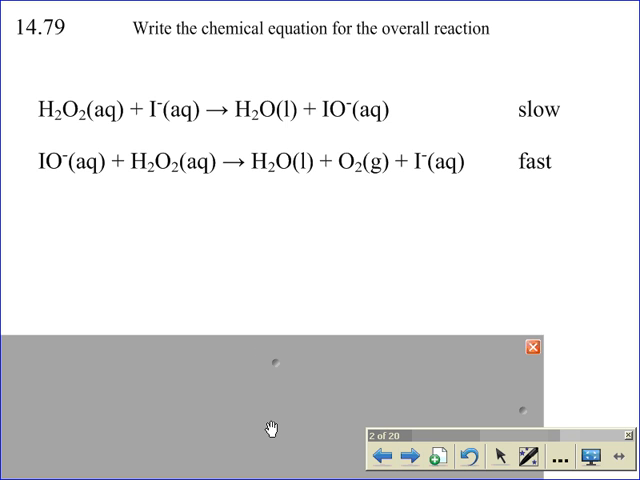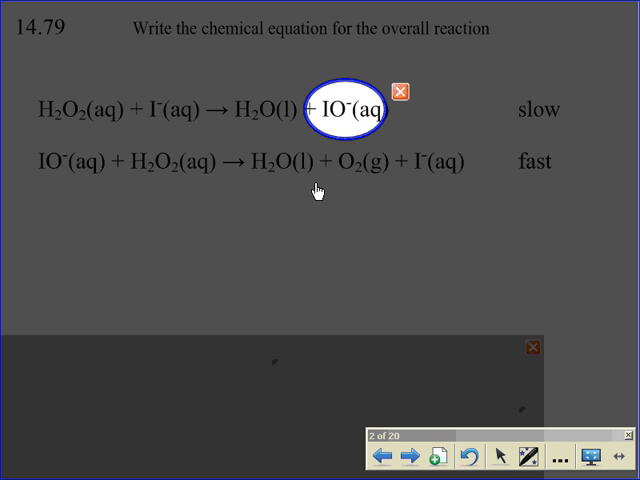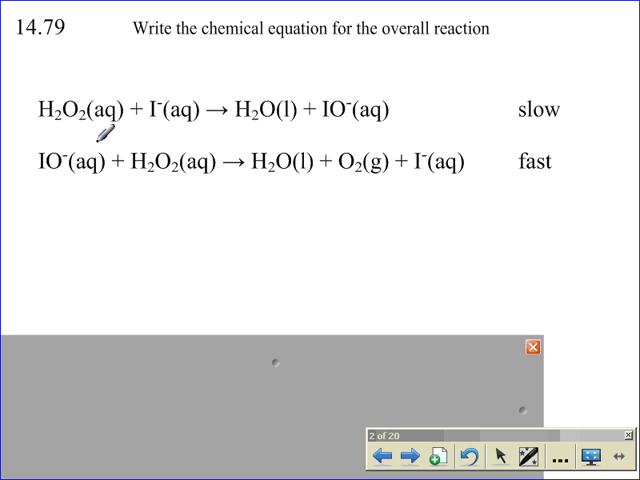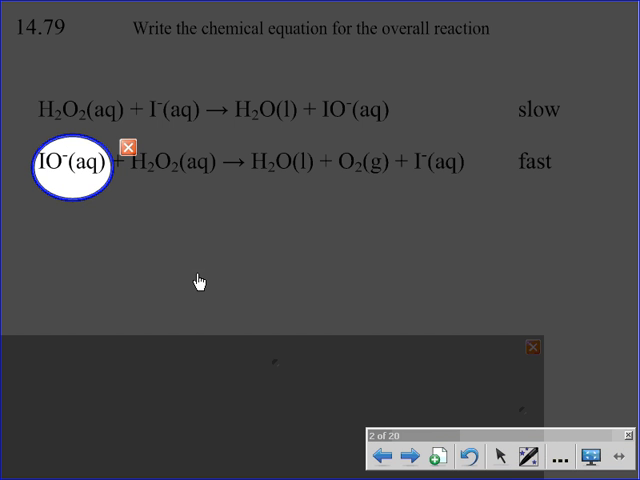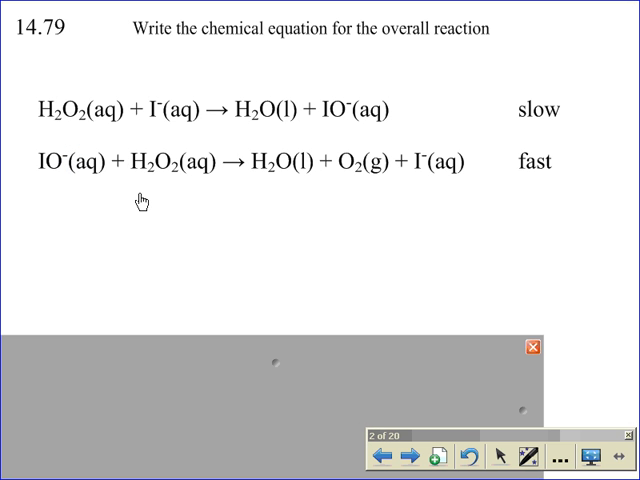The second thing, it asks for the overall chemical reaction. Well, the overall chemical reaction is going to be what doesn't cancel out. So I can see here, for example, that this, which is called hypoiodite, is made in the slow step, and then it is consumed in the fast step. So it is not going to stick around. It's going to be canceled out.